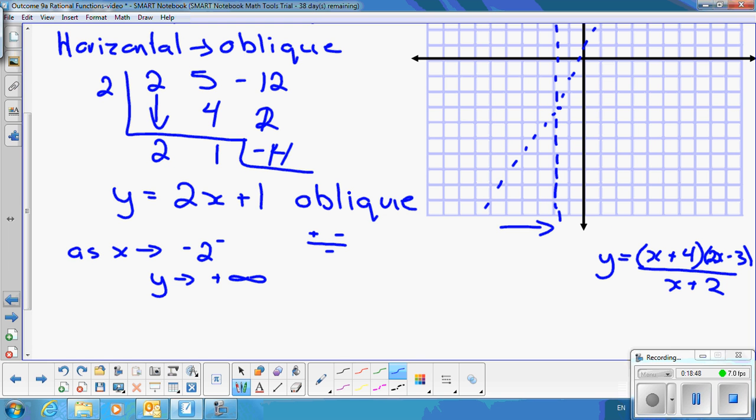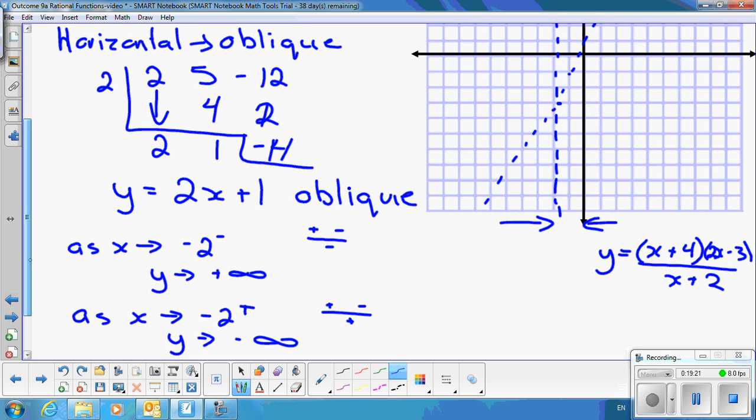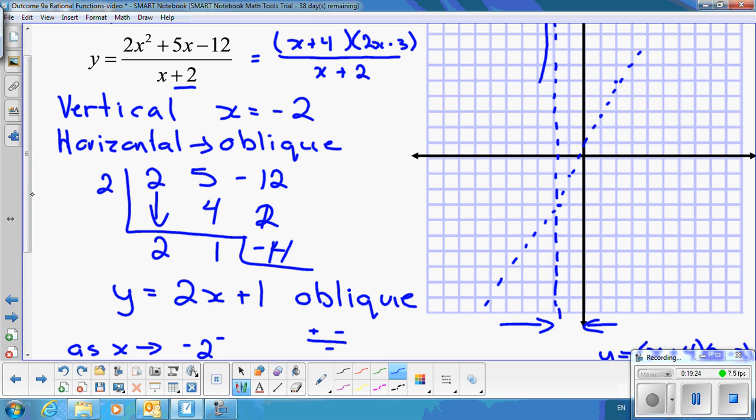Let's look at what happens as we approach it from the positive side. As x approaches negative 2 from the positive side, what happens to y? So I put in something like negative 1. I end up with a positive on the top. Negative 1 times 2, minus 3, will give me a negative. And on the bottom, negative 1 plus 2 will be positive, so I end up with a negative value, so y will approach negative infinity. So as I approach that asymptote from the positive direction, y is going to approach negative infinity.